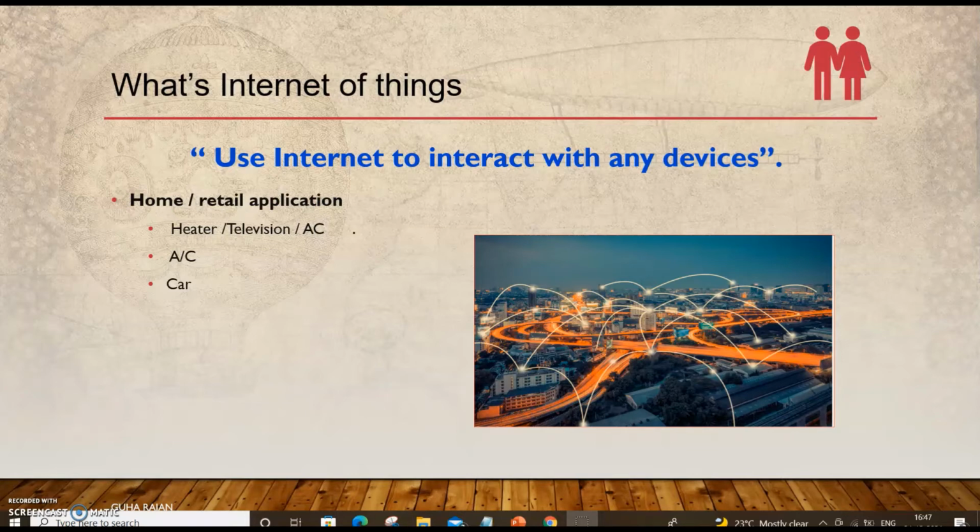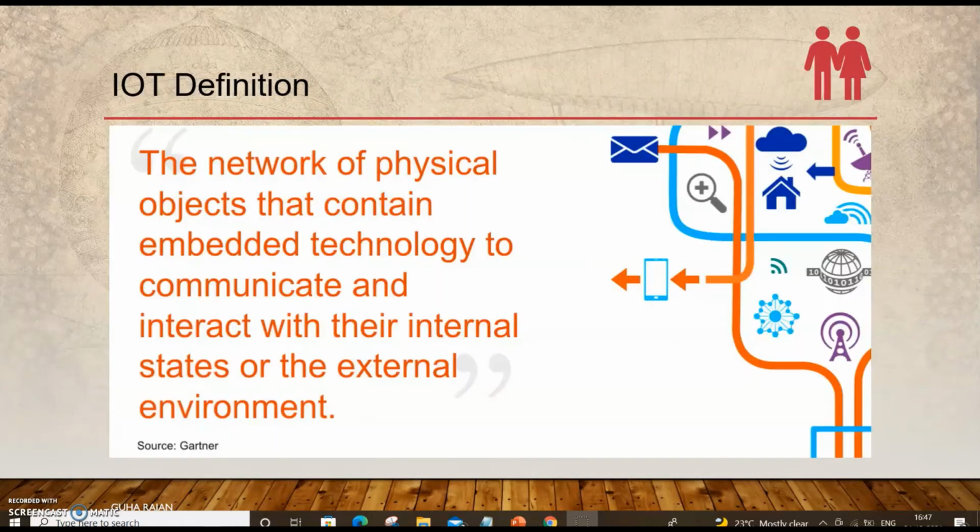I'll not go into the details, because if we get into that, it will be more technical. And there could be industrial applications where temperature, pressure and weight all need to be monitored, and corrective actions need to happen. So it is the use of internet to interact with any devices. That is what Internet of Things is all about.